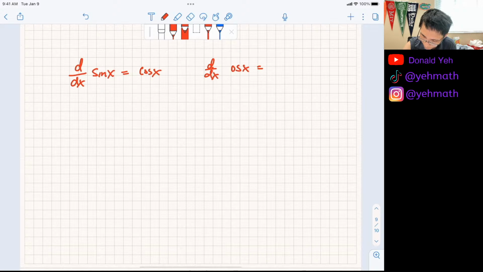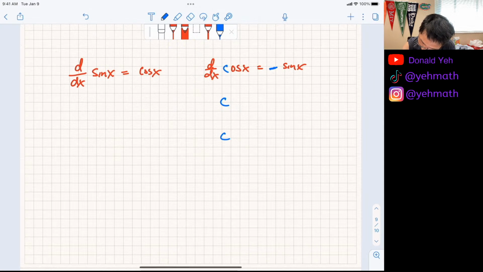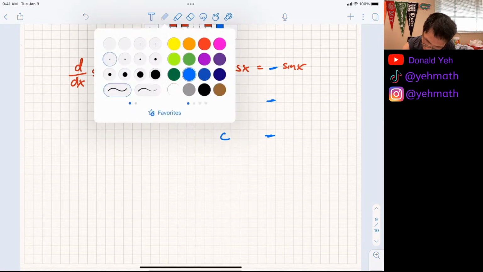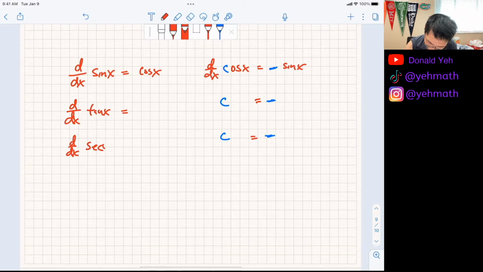What's derivative of cosine of x is equal to, okay, so I'm gonna write down some c's here, c, and c, and I'm gonna write down some negative sign here, negative. The reason being is if the derivative of anything starts with a c, it will always end up being negative. So d/dx of tan of x, and d/dx of secant of x, d/dx.